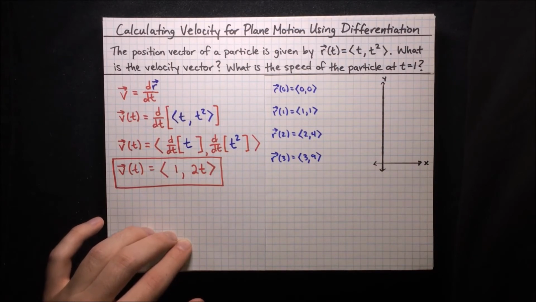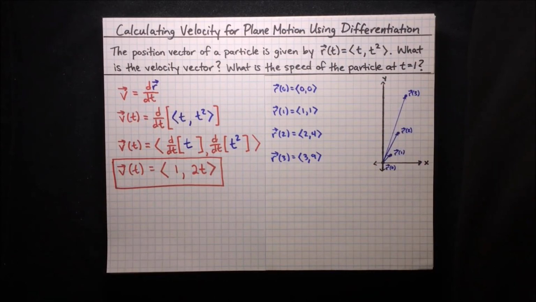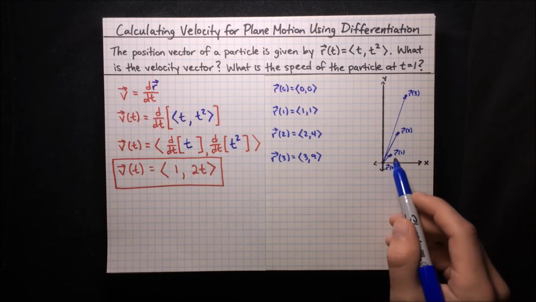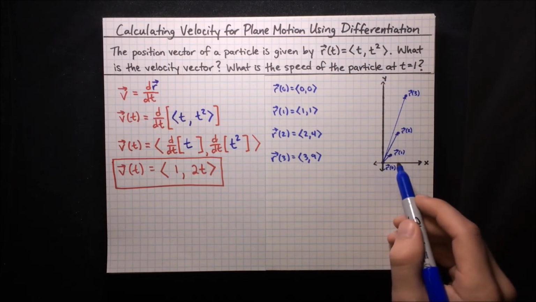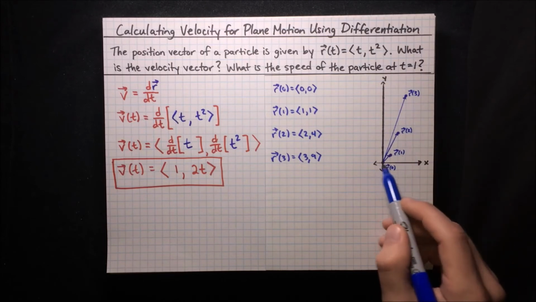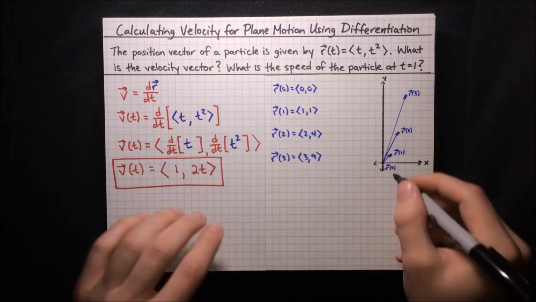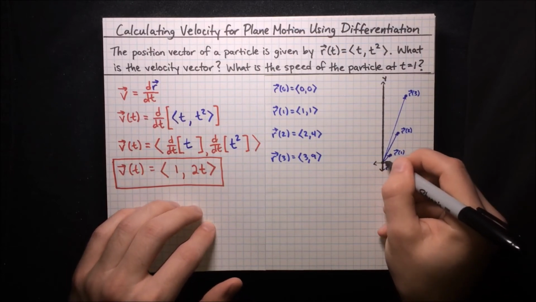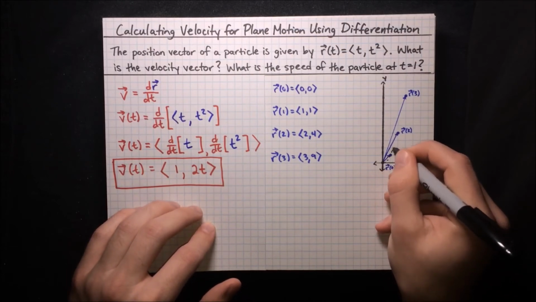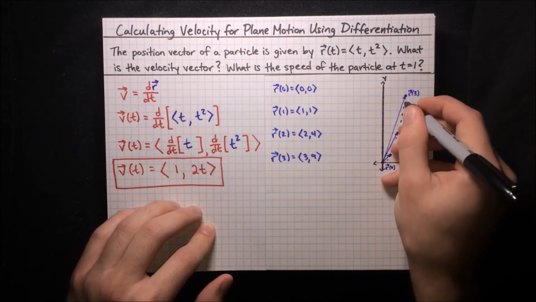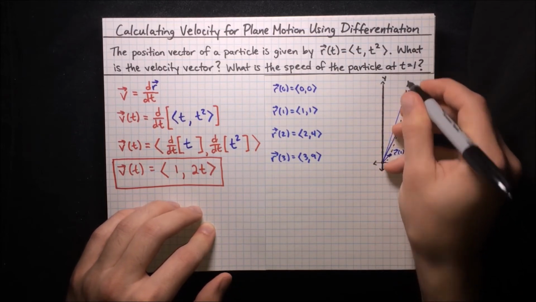And then R of 3 is equal to 3, 3 squared, so 3, 9. So let's go ahead and plot these on the graph. So now on our graph, we've got R of 0 at 0, 0, R of 1 at 1, 1, R of 2 at 2, 4, and R of 3 at 3, 9. And based on that, we can kind of make out the path of the particle. It looks like it's following a parabolic shape, kind of like this. Let's just draw that in for reference as we start to compare the velocity against this path.